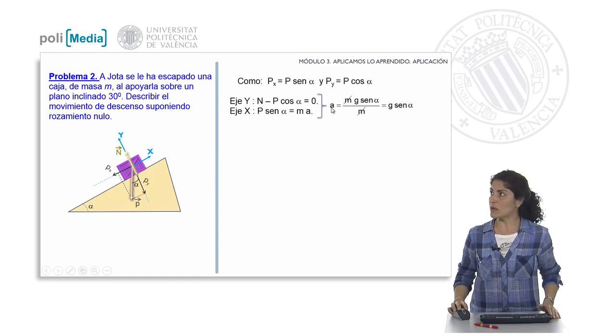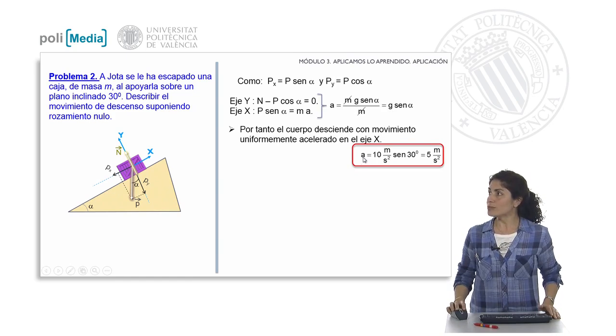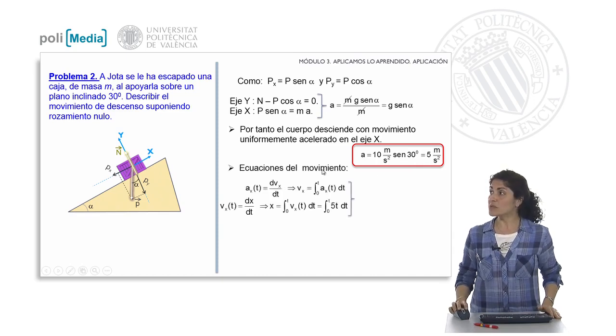Directly, we have, therefore, how to calculate the acceleration, given by the value of gravity and the sine of the angle. We note that it is independent of mass, as it appears clearly here, and substituting the values we have, we get an x component for the acceleration, a value for this acceleration of 5 meters per second squared.